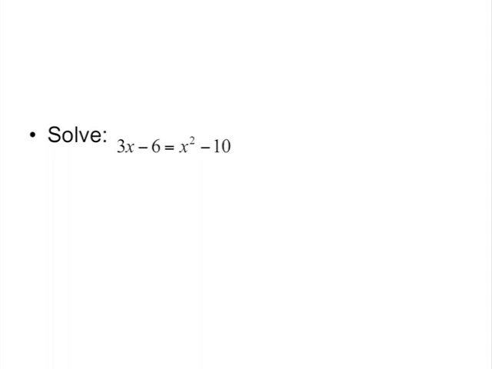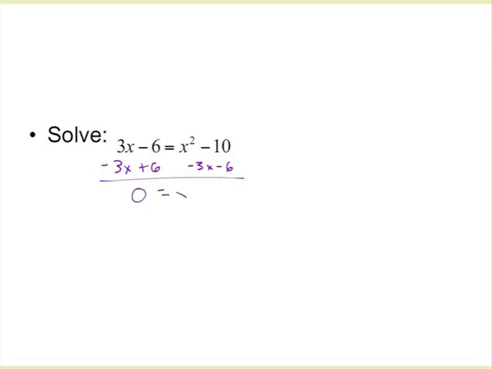Alright, this one has stuff on both sides, so I have to start by getting everything to the same side. Again, it doesn't matter whether you move everything to the left or to the right, but I like to try to keep stuff positive. So I'm going to subtract the 3x and add a 6 so that my x squared is still positive.